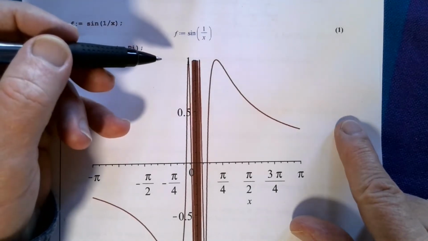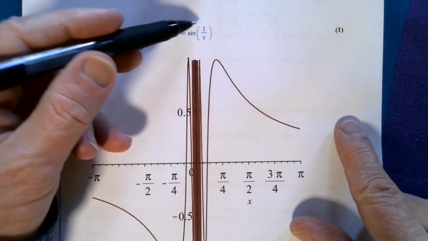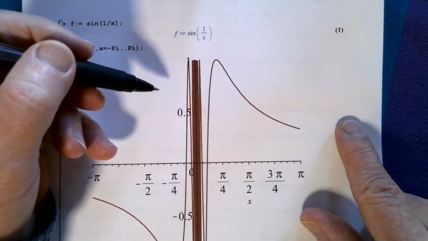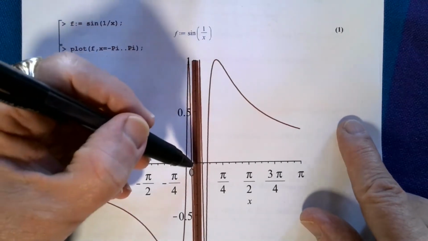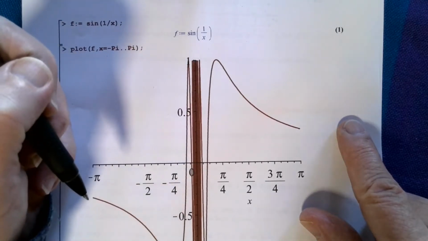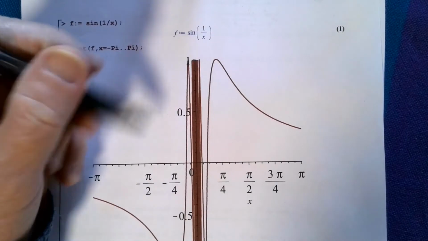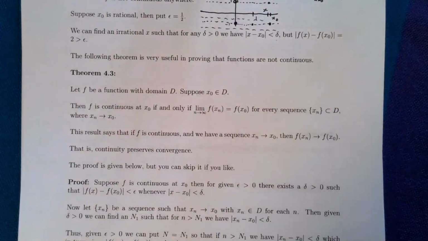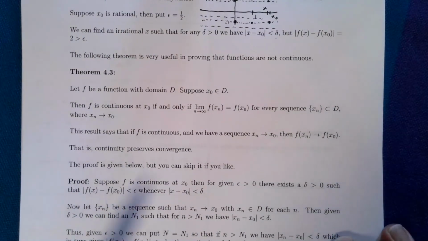It seems to be zipping up and down, and it's probably clear that this is not going to make any sense as x goes to 0, but we need a proof of that. It's not clear what on earth is happening inside this funny area in here. And so we're going to deal with this particular function in a moment. But to do that, we need a little theorem.